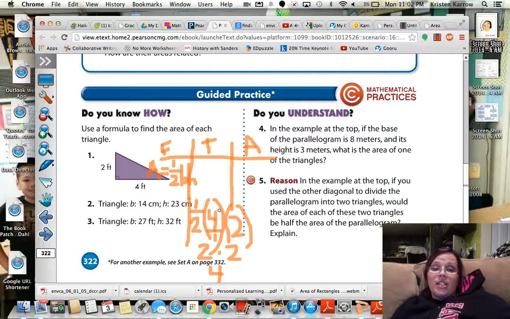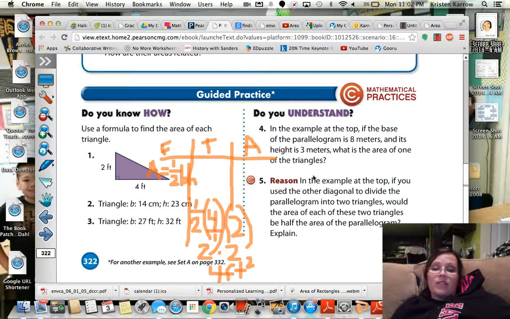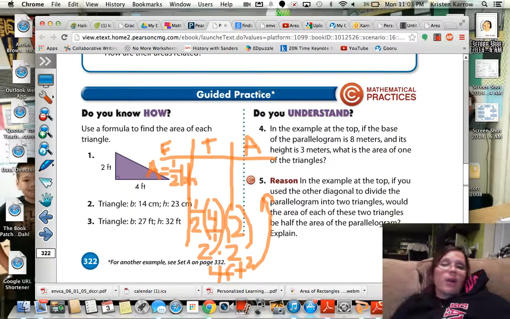which, following order of operations, tells me that the area of this triangle is 4 feet squared. Even with triangles, all of our answers are squared. Make sure you have a squared answer to the power of 2. And then I'll write my answer over here in my answer column for Mrs. Karrow to read.